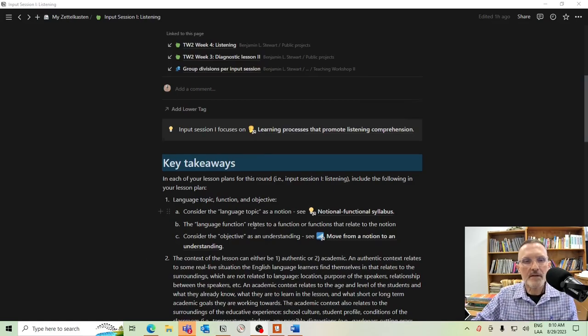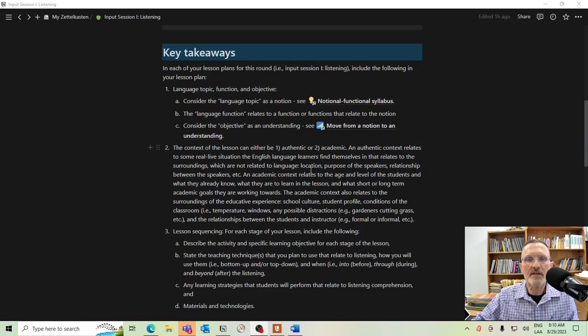All right, the second point that I have listed here, the context of the lesson, you can think of it in two ways. You can think of it in an authentic context or an academic context. Now, what I mean by the authentic context, this is where you're thinking about the linguistic or the language context. The students who are communicating, or in this case, they're practicing their listening skill, what kind of authentic context would they find themselves in that would require the type of language that you are looking for as their instructor?